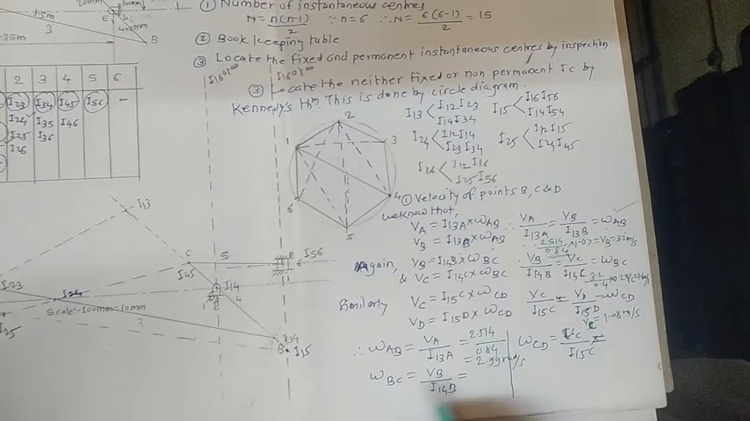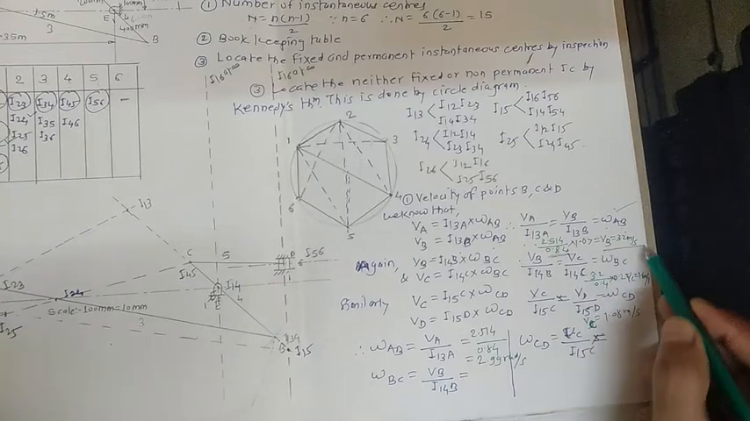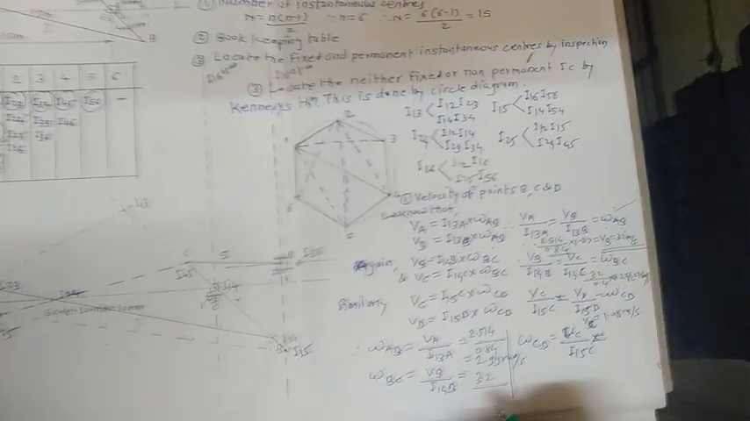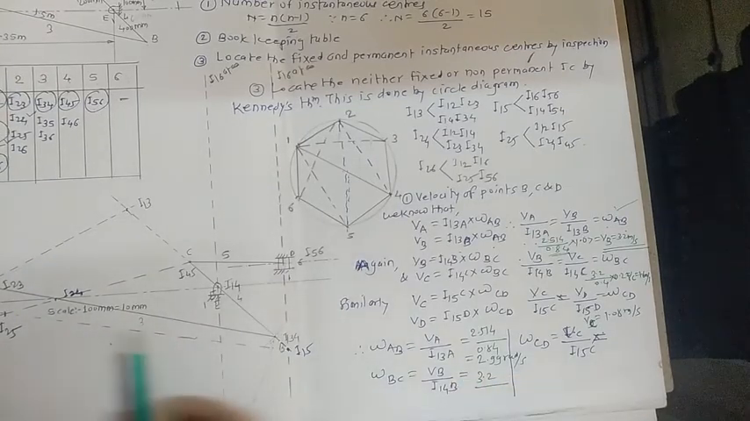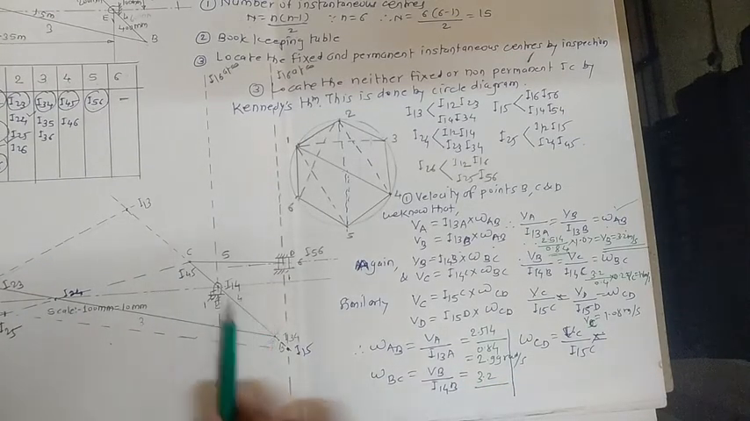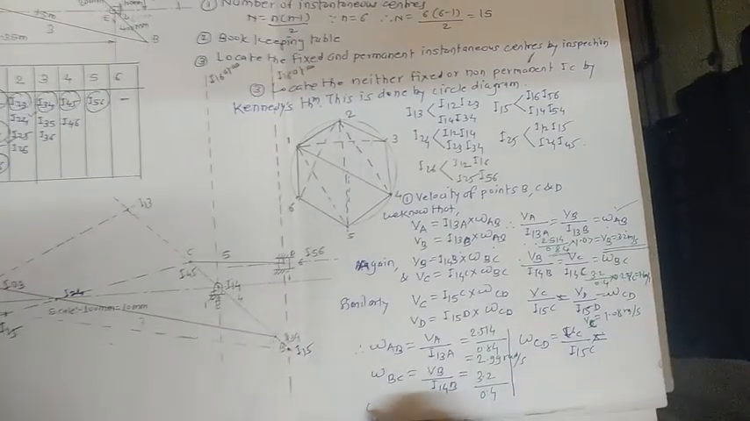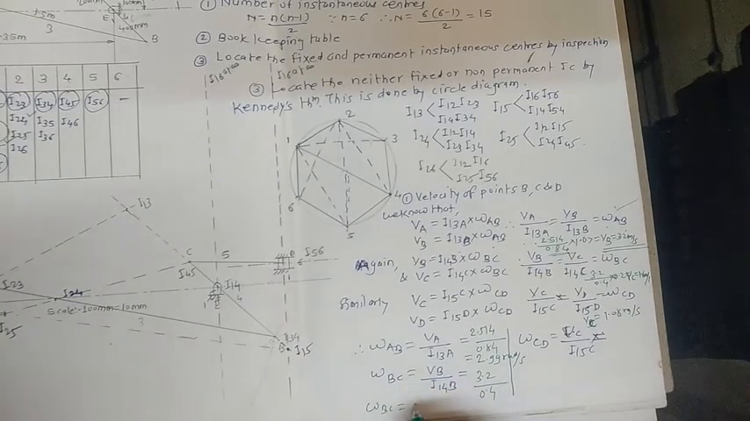So what's about the omega BC? For that, VB already with us. VB from this calculation 3.2 with us. So 3.2 divided by I14B. This distance already given in the problem, so this one with us 0.4. Do the calculation, get the value for omega BC. So omega BC we can get as 8 radian per second.